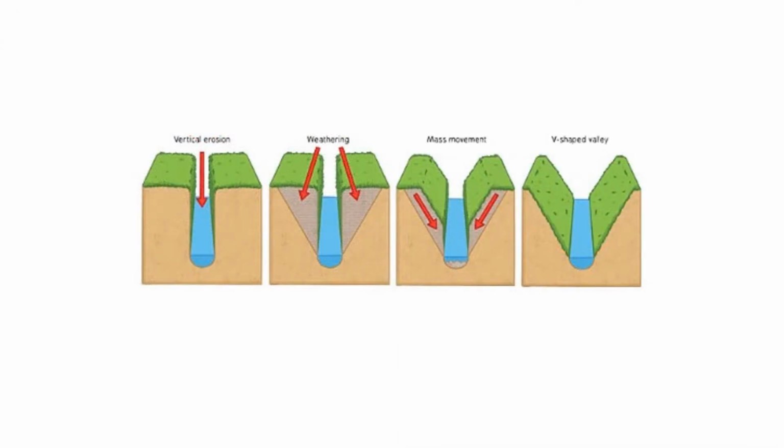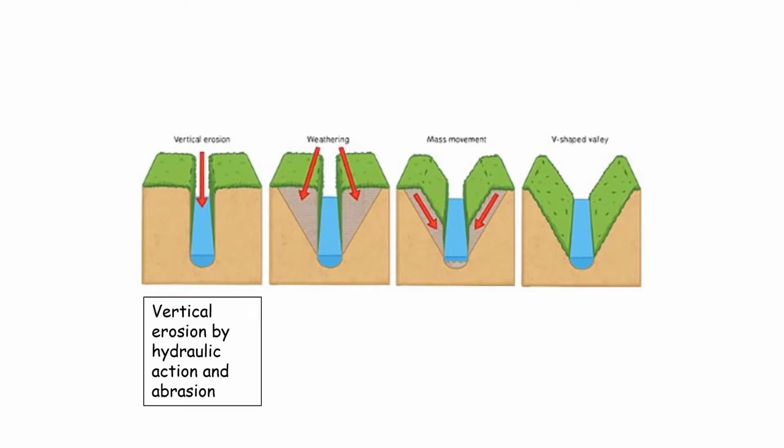Now, V-shaped valleys are formed through 4 different stages. Stage 1 is just vertical erosion by hydraulic action and abrasion. The river cuts downwards into the land.